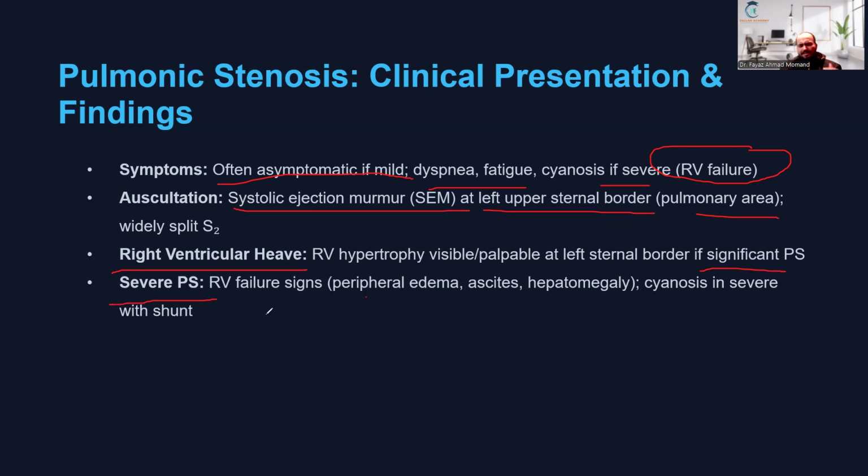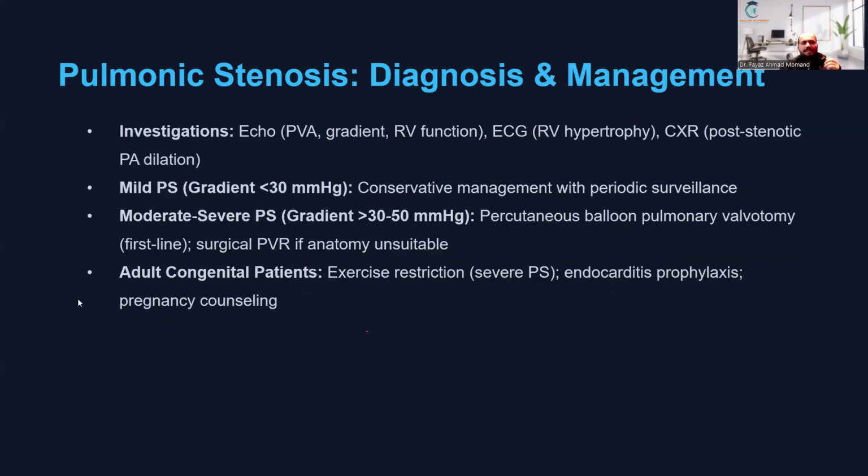In severe cases, we'll see signs of right ventricular failure, such as peripheral edema, ascites, hepatomegaly, and you may see cyanosis in severe cases if there is a shunt present. Investigations, once again: echo is the gold standard for it. ECG may show hypertrophy. Chest X-ray may show dilatation of the pulmonary artery.